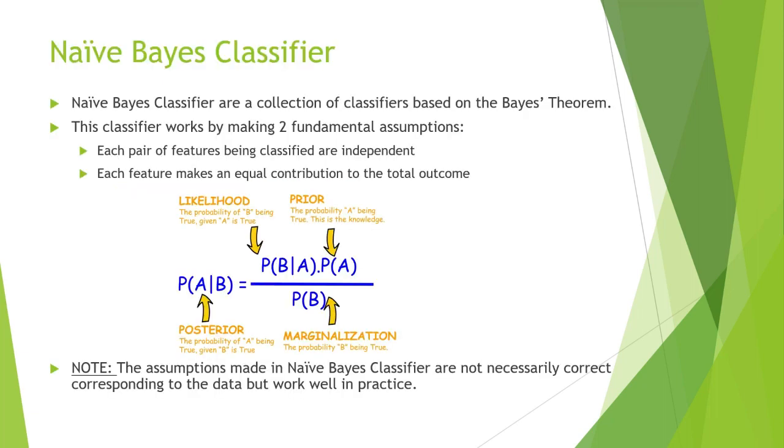Now I'll explain the next algorithm, which is the naive Bayes classifier. The underlying principle is Bayes theorem. In this algorithm, we assume two things. First, each pair of features being classified is independent, and next, each feature makes an equal contribution to the total outcome. So the formula of Bayes is posterior probability equals likelihood times prior upon evidence.